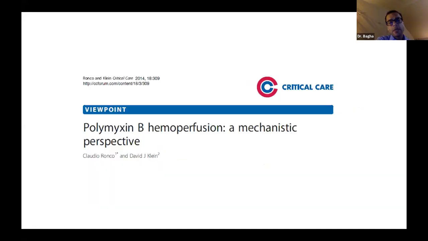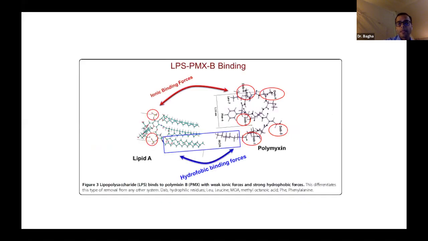However, because of the cytokine storm and the pathogenesis that I discussed, there was talk about using therapies that basically could remove the cytokines. And this is where hemoperfusion came into perspective. So this was basically looking at polymyxin B hemoperfusion. And this was a paper discussing the mechanistic perspective. And what they were using was the lipopolysaccharide polymyxin B binding ions, which basically bind to the lipopolysaccharides, which are produced from the gram-negative bacteria.